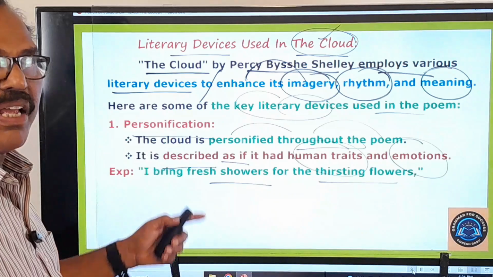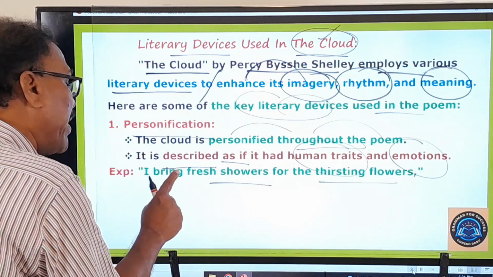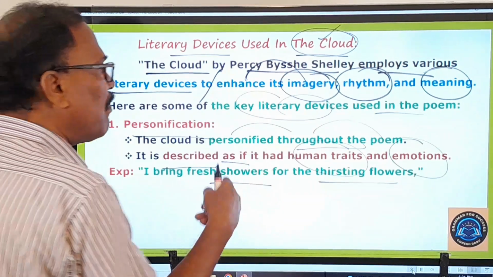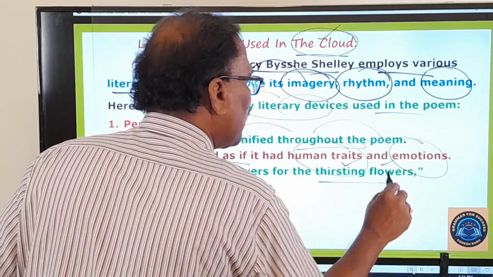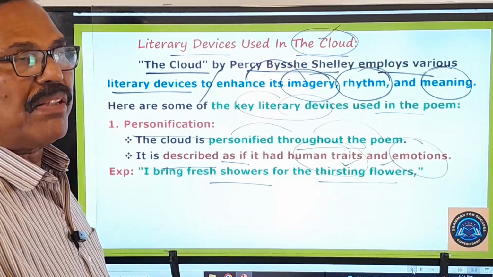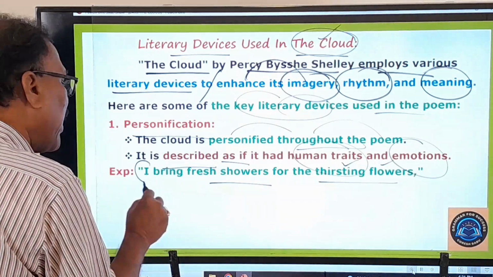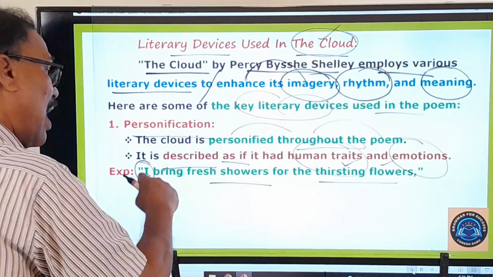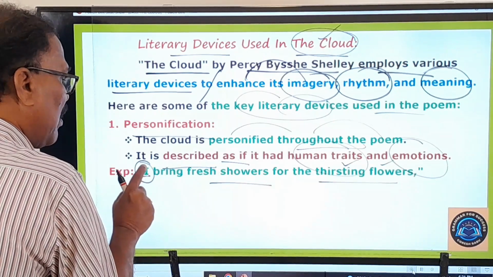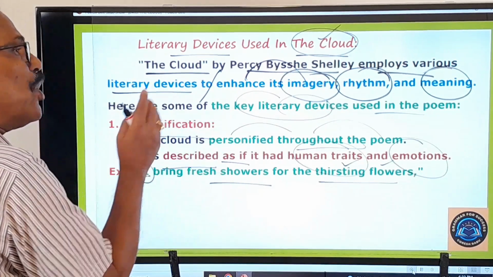This is the very first line of the poem. The poet says the cloud brings fresh showers. Fresh showers means fresh rains. For what? For the thirsting flowers. Thirsting flowers means flowers that are thirsty, that want water, that need water. As if it were a human being, the cloud says, I bring a fresh shower. So here in this line, this cloud is personified as if it were a human being.